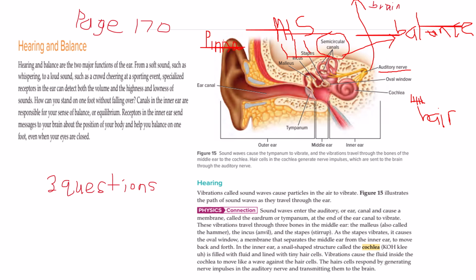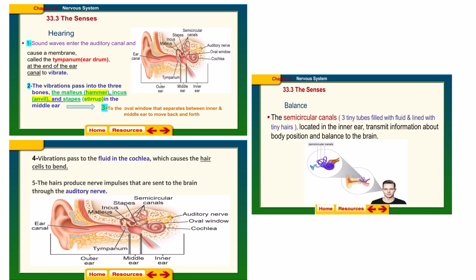You can expect 3 questions from this page. So make sure you know every single part of the senses, what receptor is present there, and how it works. The working principle, as I said, is the same in all of the sense organs, but you need to know which nervous receptors are present in each.